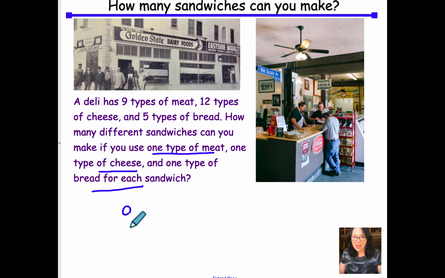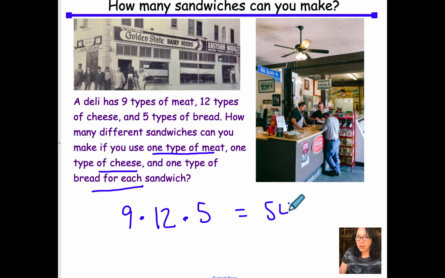Well, we've got 9 types of meat we can choose from. So we're going to choose a meat, and then we have 12 types of cheese, so 12 options for cheese. And then we have 5 types of bread. So we're just going to multiply 9 times 12 times 5. We get 540, not 200. We get 540 different types of sandwich that the Eastside Market can make just based on their really awesome selection of meats, breads, and cheeses.